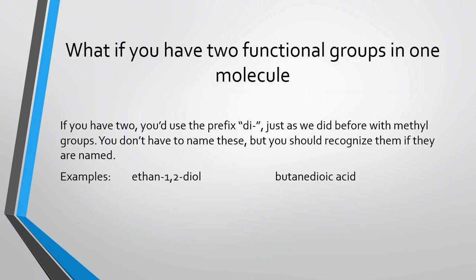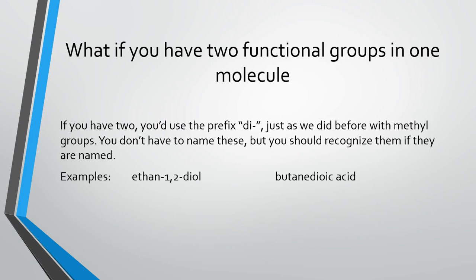Now, you will sometimes see examples where you have two of the same functional groups in one molecule, okay? Now, if you were to name these, you'd have to use the prefix di, just like we did before when we had two methyl groups, right? Like 2,3-dimethylbutane. You are not going to have to name these, but you should be able to recognize them if they're named. And I think most of you would probably agree that you could draw these, okay? That's the great thing about organic nomenclature. It really does give you a pretty easy to follow roadmap.